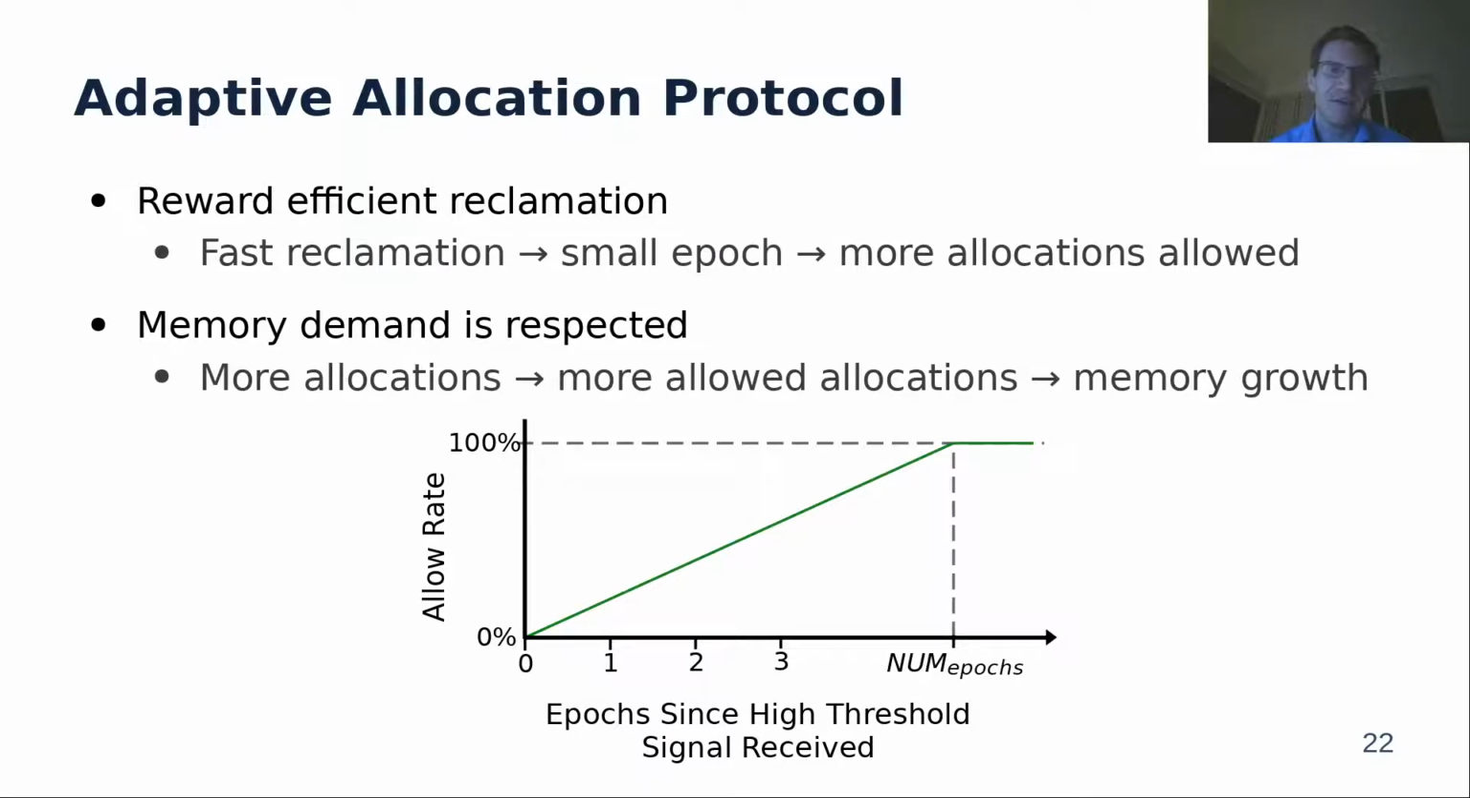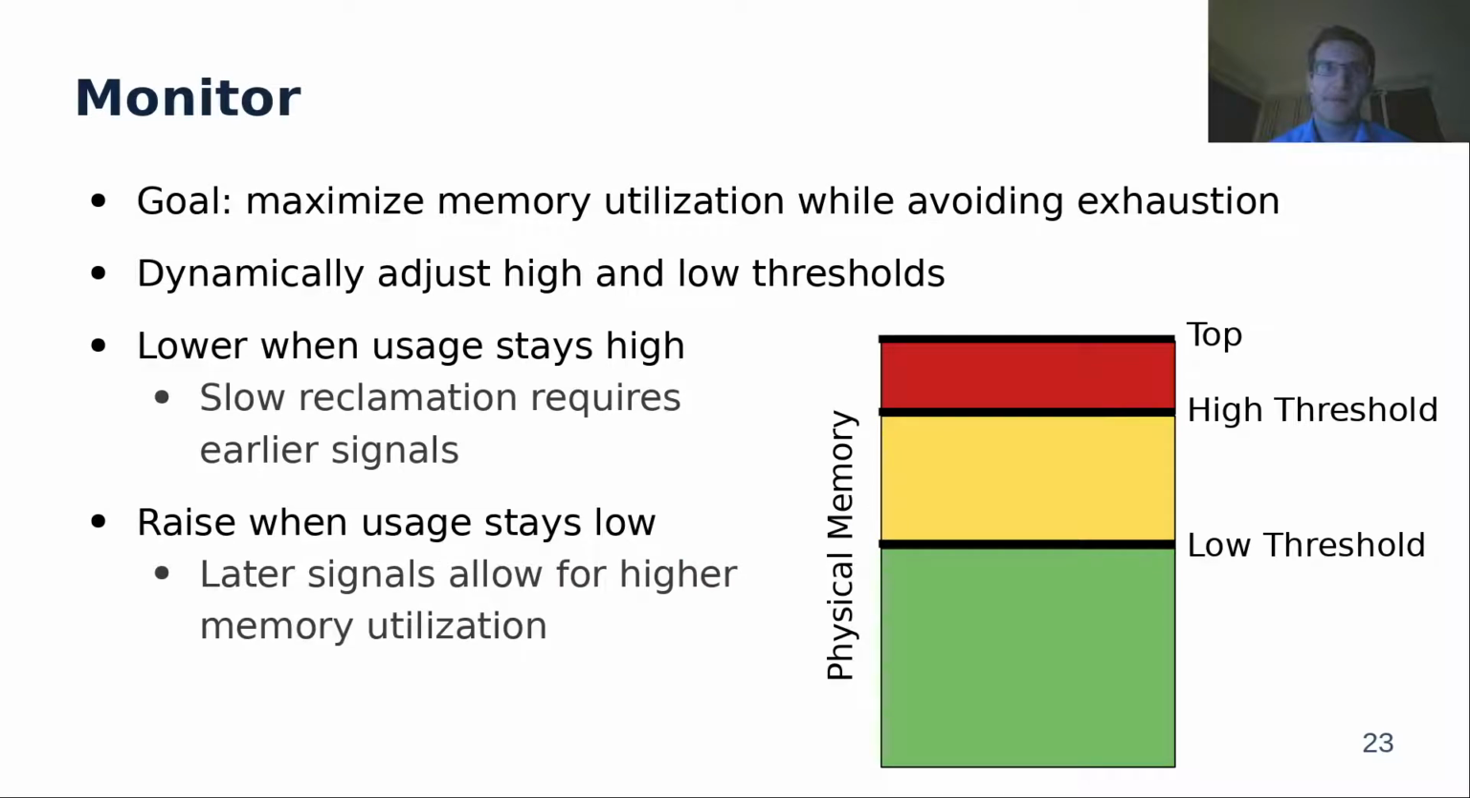Second, application memory demand is respected. An application experiencing high demand will make many allocation requests, which over time will result in more allowed allocations and therefore memory growth. Now, let's revisit the monitor. To maximize memory utilization while still avoiding exhaustion, we dynamically adjust the high and low thresholds so that signals are sent based on the current workload's demand.